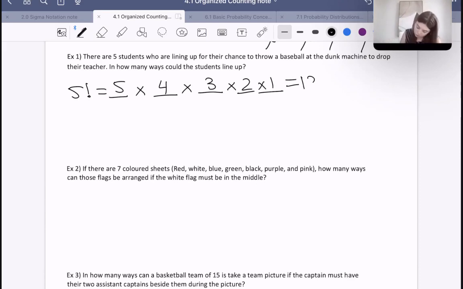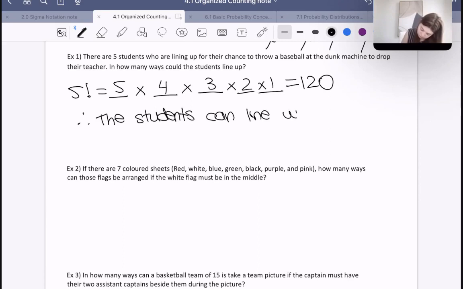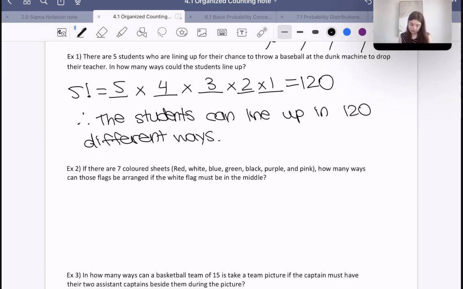So there's actually 120 ways that the students could possibly line up, right? There's so many different permutations of that. So therefore, the students can line up in 120 different ways. And that seems like a lot, but I confirm that is the correct answer. Good. All right, let's try a second example.